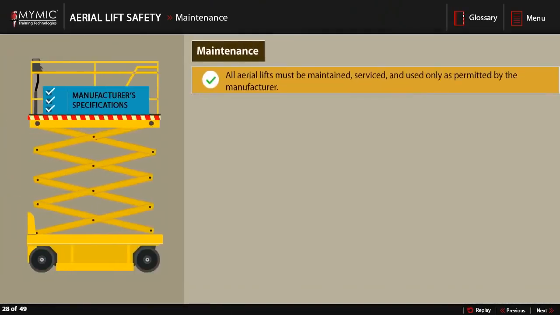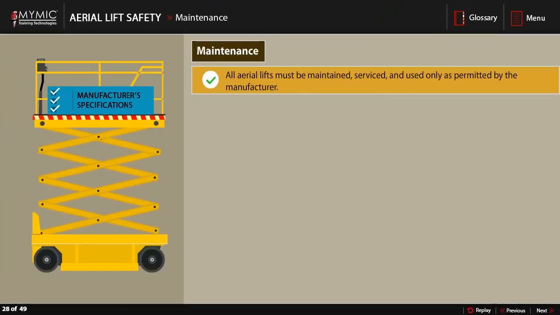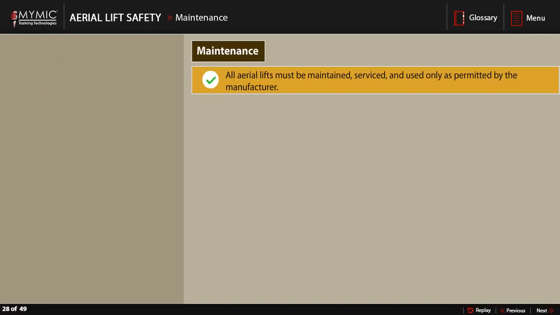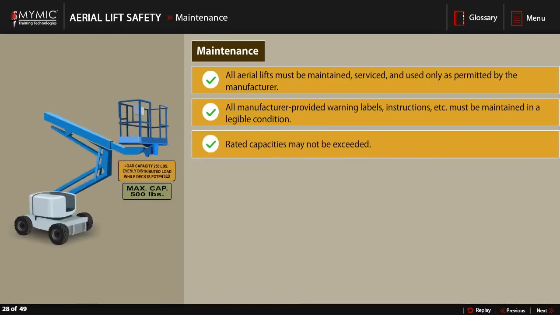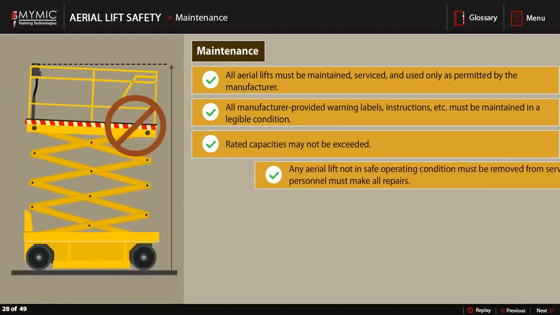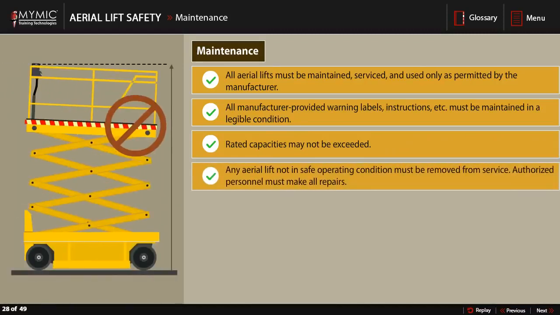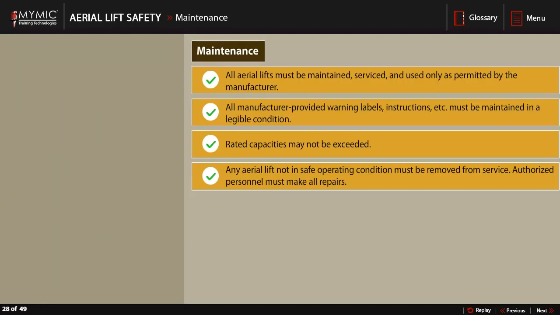All aerial lifts must be maintained, serviced, and used only as permitted by the manufacturer. All manufacturer-provided warning labels, instructions, etc. must be maintained in a legible condition. Rated capacities may not be exceeded. Any aerial lift not in safe operating condition must be removed from service. Authorized personnel must make all repairs.